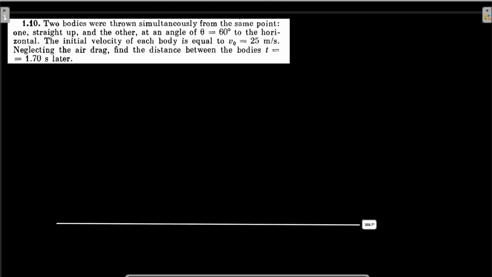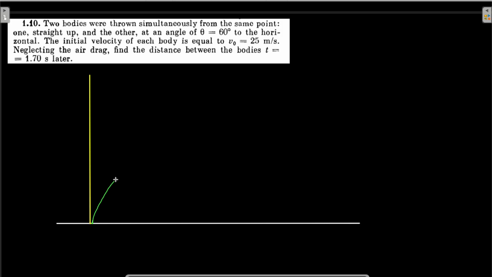This is the ground. One we consider the yellow body and another one we'll consider the green body. The yellow body was thrown vertically upwards like this, whereas the green body was obliquely thrown. It was thrown like this.